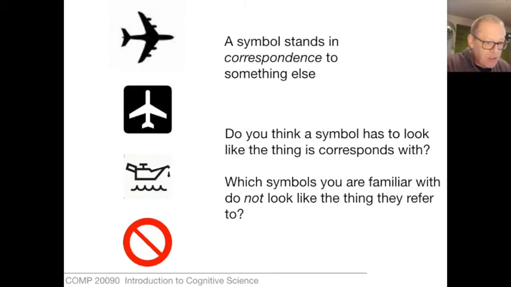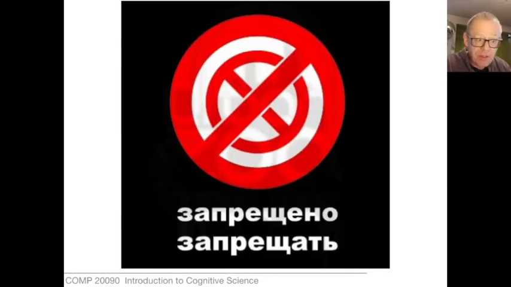And some symbols just do not look like anything at all. They have no iconic character whatsoever. So the red circle with a line through it, what does that stand for? Well, it's kind of a generic sign for prohibition. You can add things to that, and you can make up signs for no fishing, no walking, no dogs, and so on. In fact, here's a Russian sign saying no prohibitions.